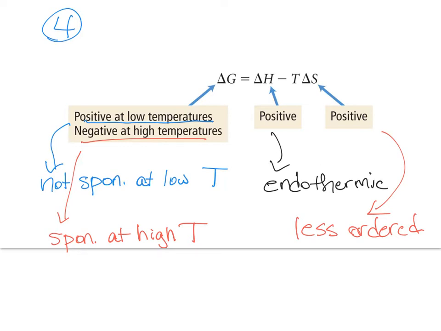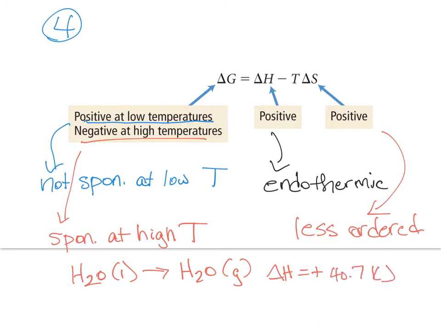So if we're looking at an example reaction, water liquid to water gas, delta H for this process is positive 40.7 kilojoules. Right, so that is endothermic, and this makes sense. Water will evaporate at higher temperatures. As we raise the temperature, more will evaporate, or more product we get. The water evaporates at higher temperatures.